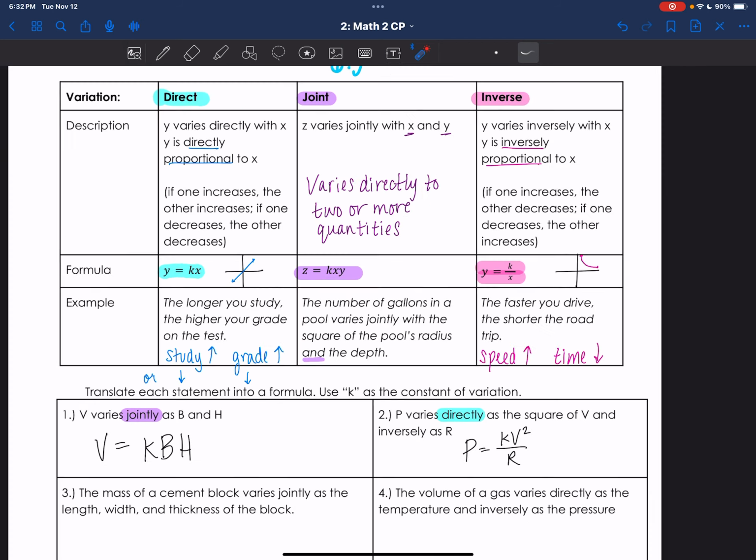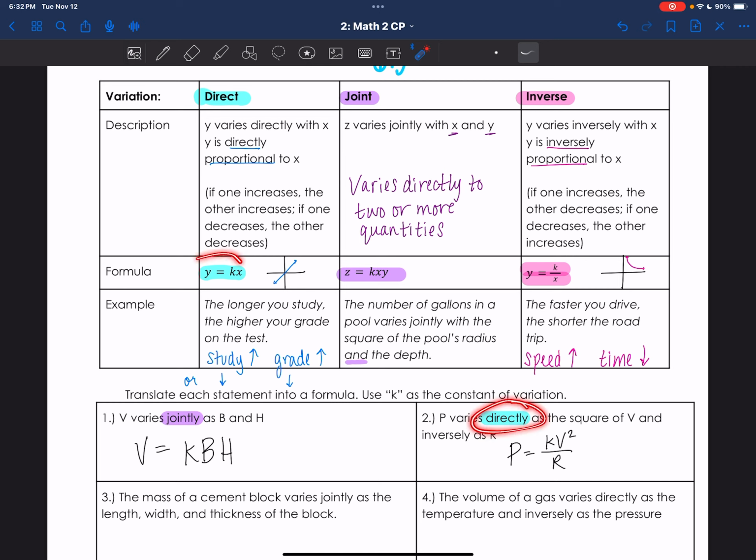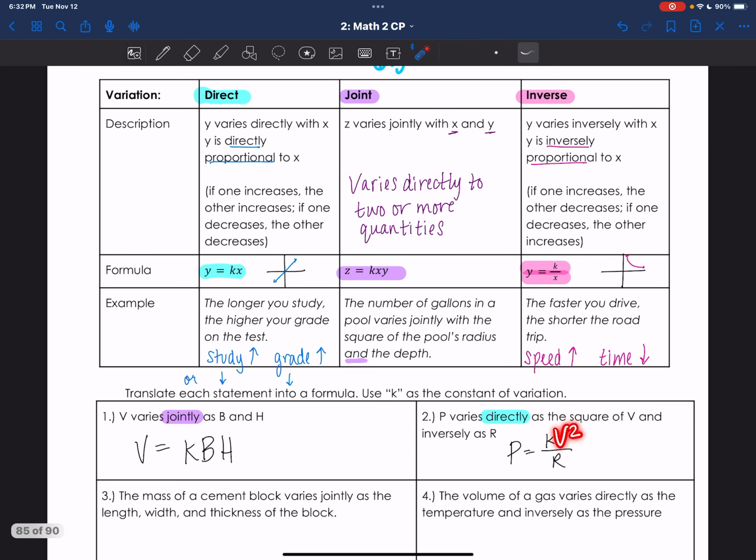Now for number 2, p varies directly as the square of v, and inversely as r. So the "and" is where you put your division sign, and then you put your r here. And don't forget your constant of variation is k. Think of this as your y equals kx, and then "and inversely as r." So inversely would be the r right here.